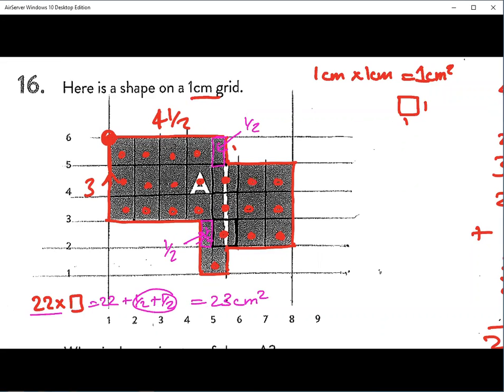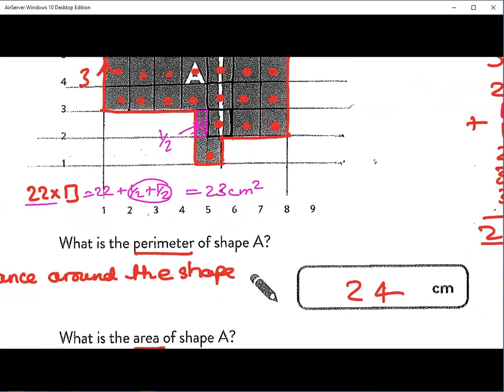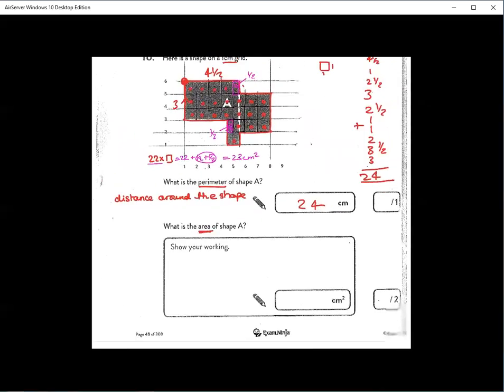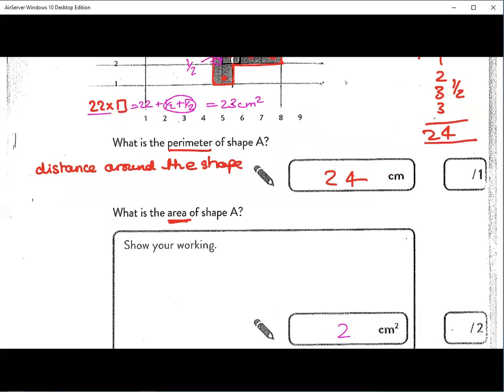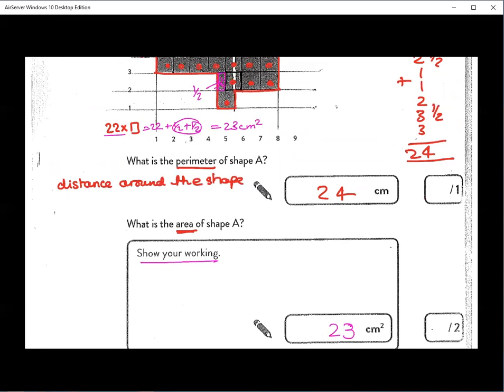So whoever got 23 centimeters squared, give yourself a pat on the back. Well done. So the answer here is 23 centimeters squared. It says show your working. I don't really know what they want. 22 times a full box and 22 times half a box. Okay, and that's 1 centimeter squared.